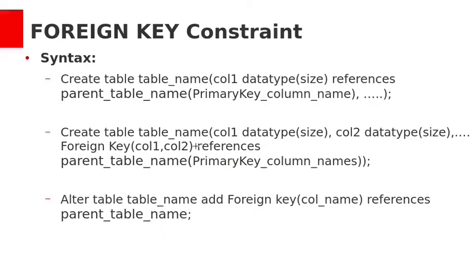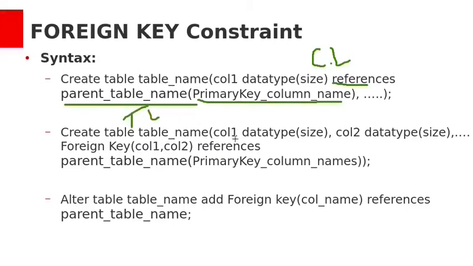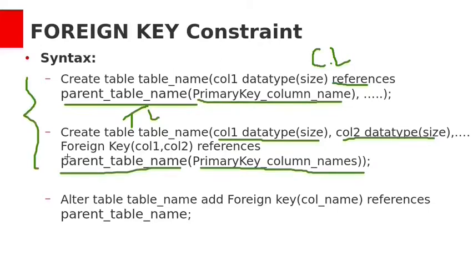Let's see the syntax. Create table, table name, column 1, data type and size. This column references another table called the parent table. In that we need to specify the primary key column name. This is the column level syntax. See here, this is the table level syntax. Create table, table name. You need to define all the columns. After completing the definition of all columns, we need to define the foreign key of column 1 and column 2. References, parent table name, and we need to specify the primary key columns here. While creating the table, you can use these two syntaxes.